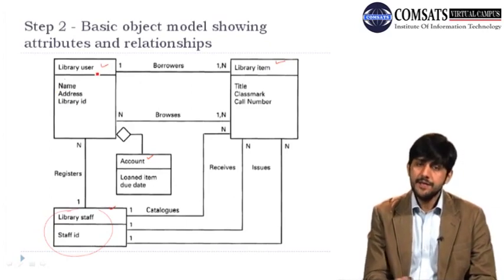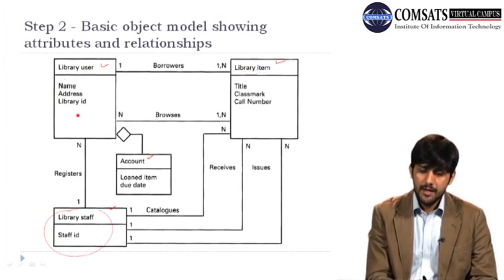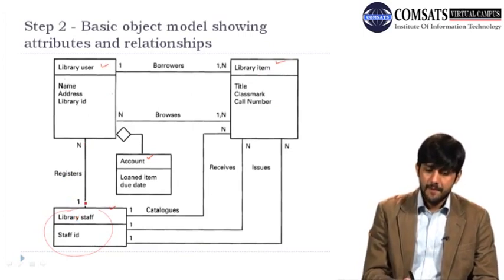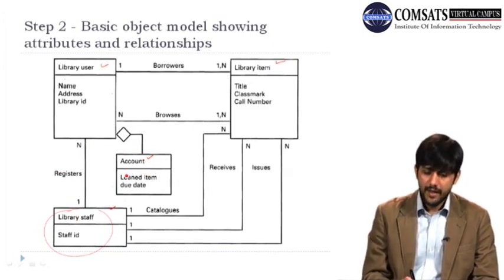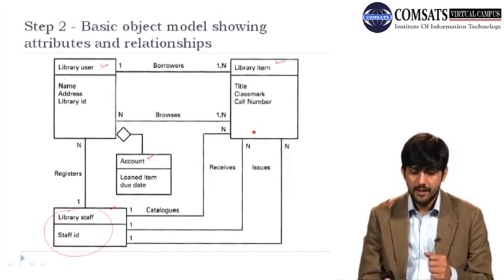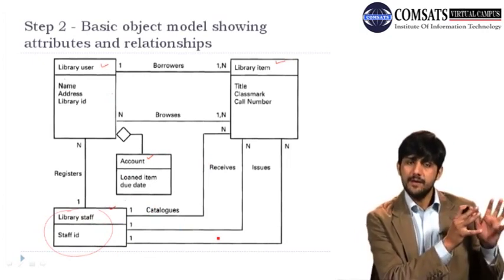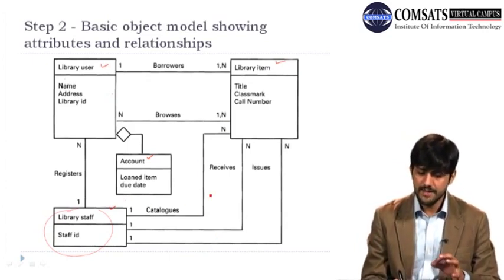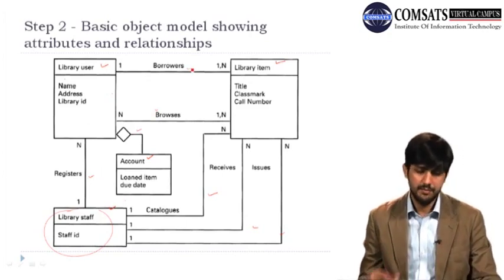We identified the relationships between them. We said a library user can borrow a library item, library user browses library item, library user registers with this library staff, and with each library user an account is associated as well. And then we have this library staff, it catalogs the library items, receives, and also issues. So by identifying those different relationships, we know how these classes are going to talk to each other. All these links between them are called associations. So we know that these are all associations between different classes.